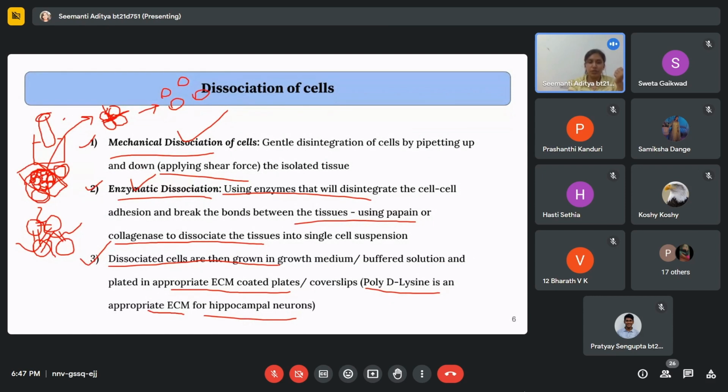So basically, dissociation of cells means to dissociate the tissue containing a number of cells. This number of cells needs to be dissociated into isolated cells. So that is what dissociation of cells is.